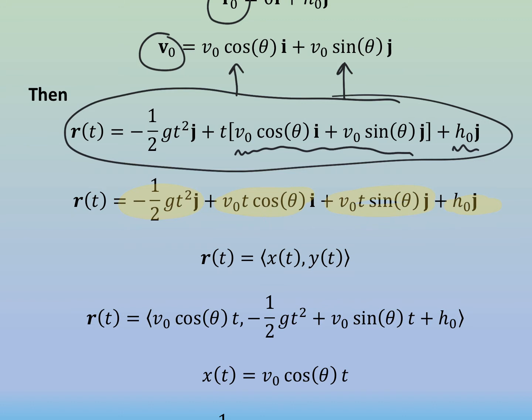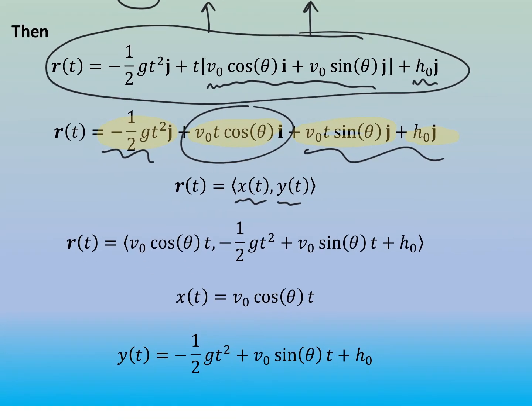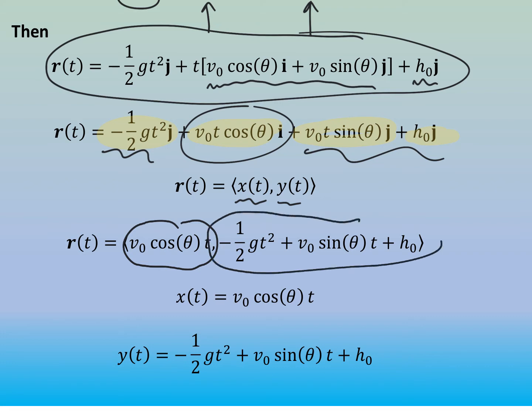Well, that should look really familiar to you. If we separate the y components and the x component into a vector x of t, y of t, we get x of t is v naught cosine of theta times t, and y of t is negative 1/2 gt squared plus v naught sine theta t plus h naught. And those are those primary kinematic equations that you use for projectile motion.